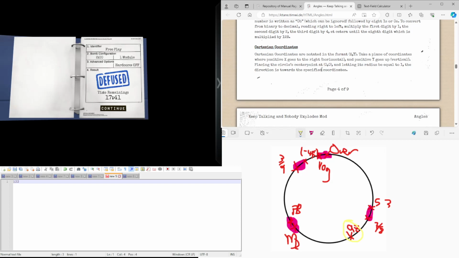Cartesian coordinates we had is just basically, if you visualize it on sort of a coordinate plane, where would it be sort of pointing to?